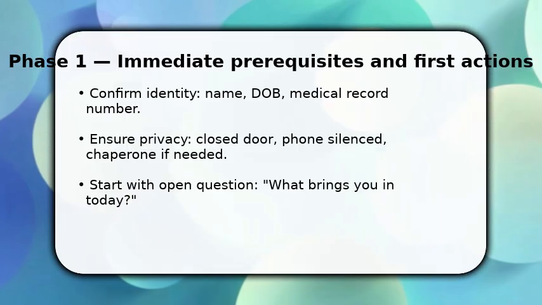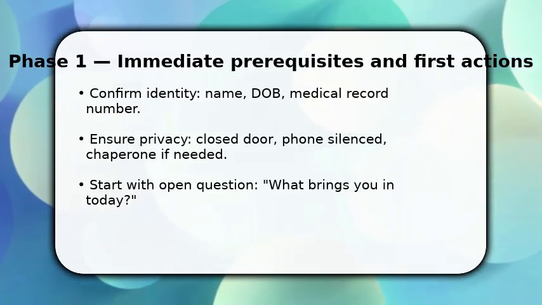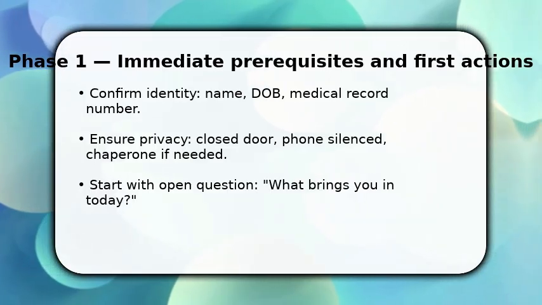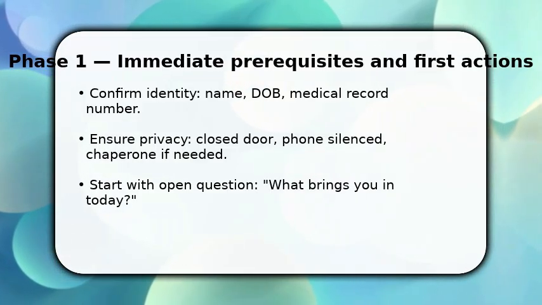You begin by confirming identity and setting boundaries. This builds trust and ensures safety. Once done, ensure privacy and discuss confidentiality. Make sure the patient knows limits.